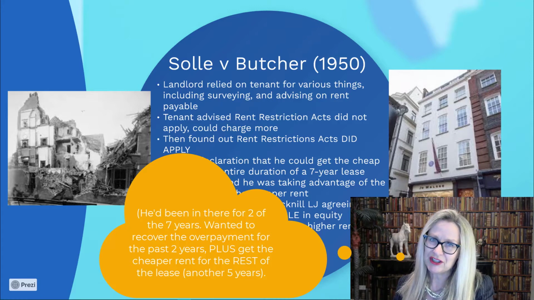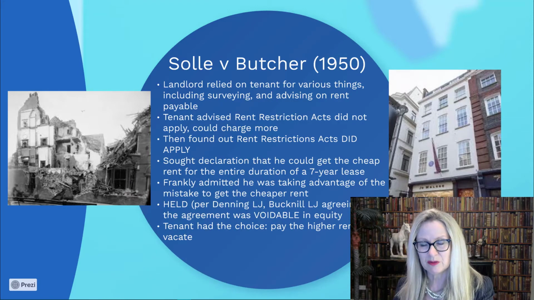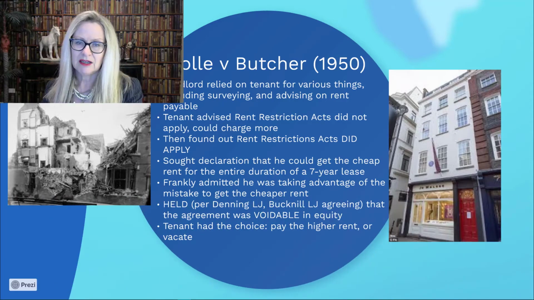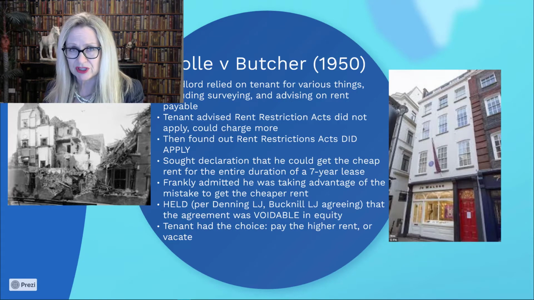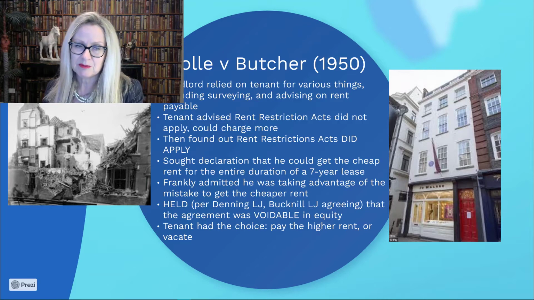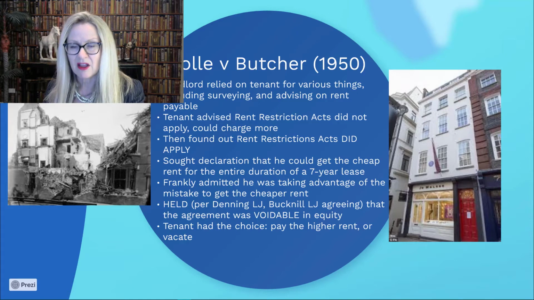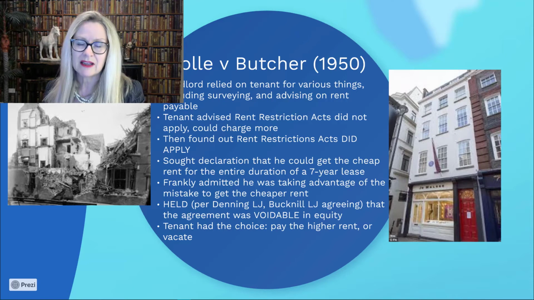He was a little bit cheeky, frankly admitted that he was taking advantage of the mistake to get this cheaper rent. The real unfortunate part of this case was that the landlord actually could have, under the Rent Restriction Act, charged the higher rent that was being charged because this flat had been substantially refurbished. All that the landlord would have had to have done is served a particular notice prior to signing up the lease, setting out that this is refurbished and so on, and he could have charged the higher rent. But because they both thought the Act didn't apply, he never served the notice, and so he was in a bit of a pickle, this landlord.